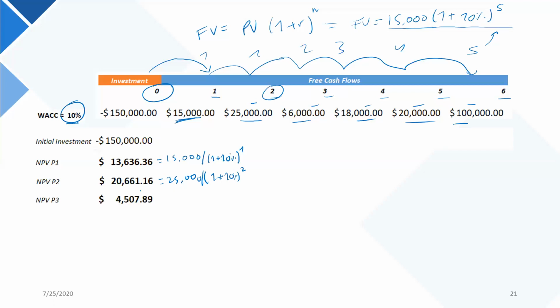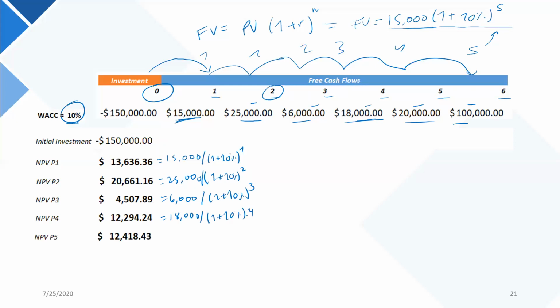And then you have this one, which will be 6,000 divided by 1 plus the WACC compounded at period number 3. And then you have 12,000, which is actually 18,000, which is discounted at the WACC, cost of capital, at period 1, 2, 3, period number 4. And then you have period number 5, which is this one here. It's 20,000 at 1 plus 10%, 5. And finally, you have the 100.